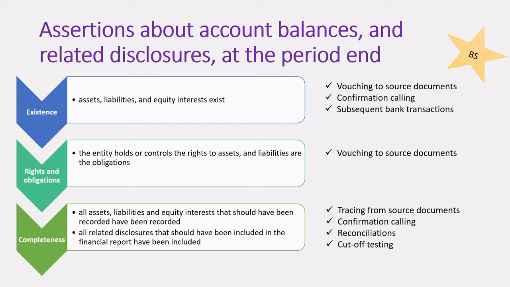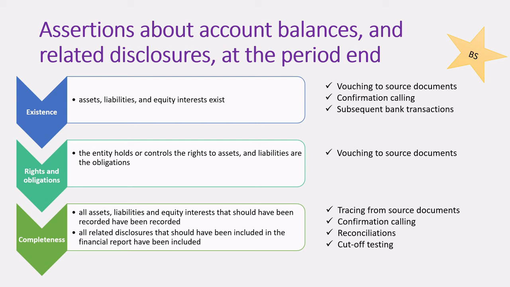And the next assertion is rights and obligations. If it's an asset, we have to verify whether the entity has a right to that asset, or if it's a liability, we have to verify whether there is an obligation to pay in future. Again, we can take audit procedures such as vouching to source documents.